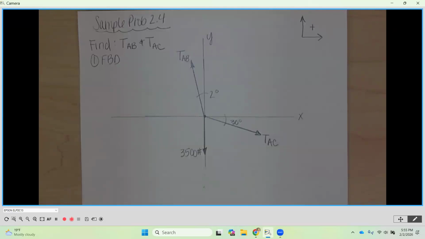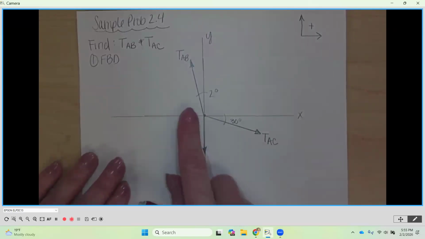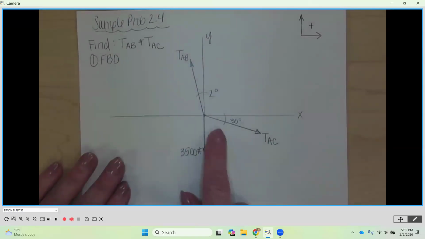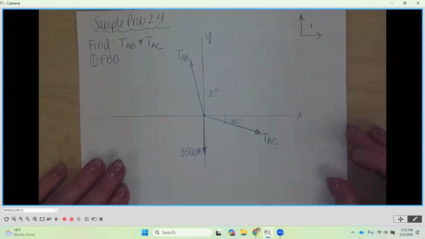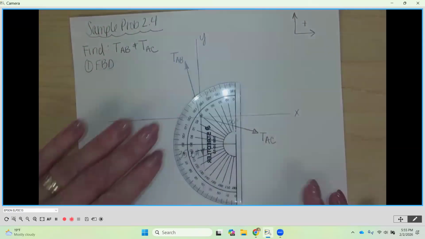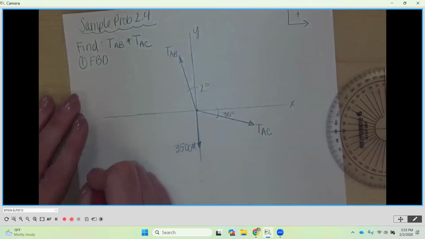Break each one of the forces that does not lie on the x or y axis into their components. So right now, our 3,500, we don't have to worry about. That one's done. But the two that we're interested in, the ones that we actually want to find, we need to do components for each one of those. So our step number 2 is going to be components.